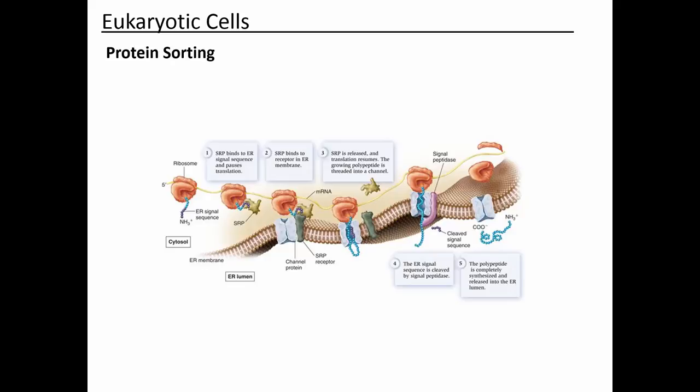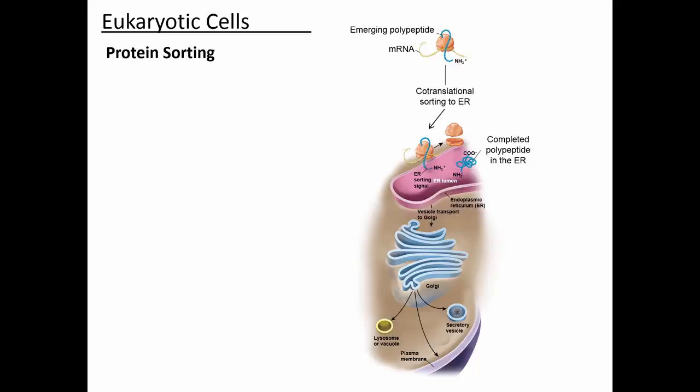Okay, one thing that I have to define too is this first step in this pathway is called co-translational sorting. So that's why it says co-translational sorting to the ER. And co-translational sorting is sorting that happens while the protein is being produced. Or let me say, the first step in the sorting process happens while the protein is being produced.